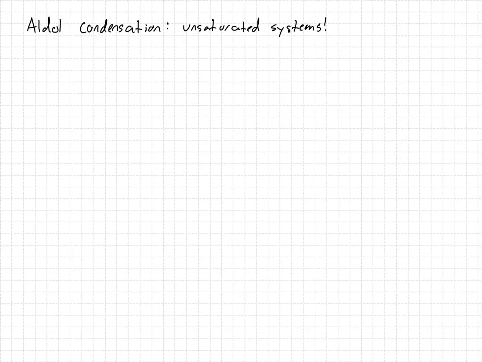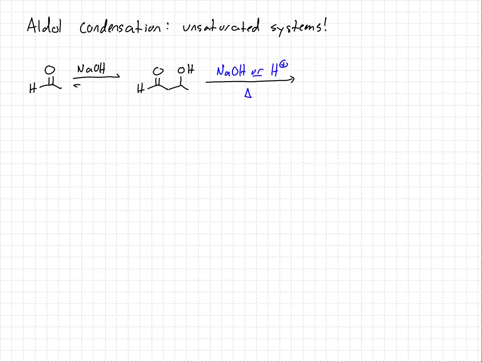Under similar conditions to the reaction we've just seen, we can also do a related reaction known as an Aldol condensation. Aldol condensations are good ways to make unsaturated systems from ketones and aldehydes. In the example we just saw, acetaldehyde can undergo an aldol addition with itself in the presence of a base. If we were to treat this addition product with sodium hydroxide or an acid and heat it gently, we would favor elimination of water to form a new alpha-beta unsaturated carbonyl compound.